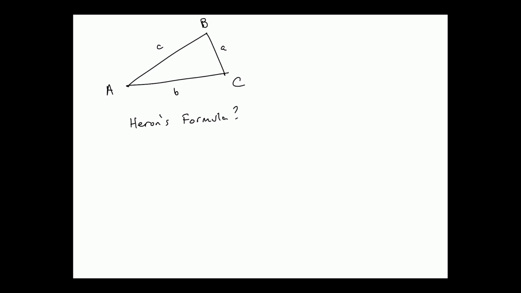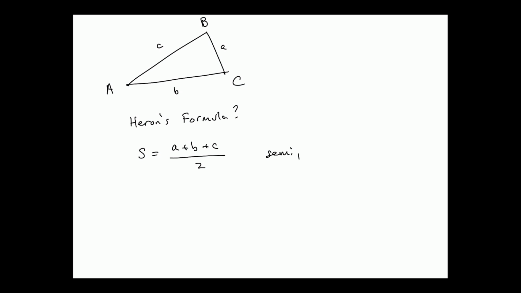Anybody heard of Heron's formula? Ah, Patrick, brilliant. Thank you for that suggestion. Okay, so I'm going to define the quantity S as A plus B plus C over 2. This is called the semi-perimeter.